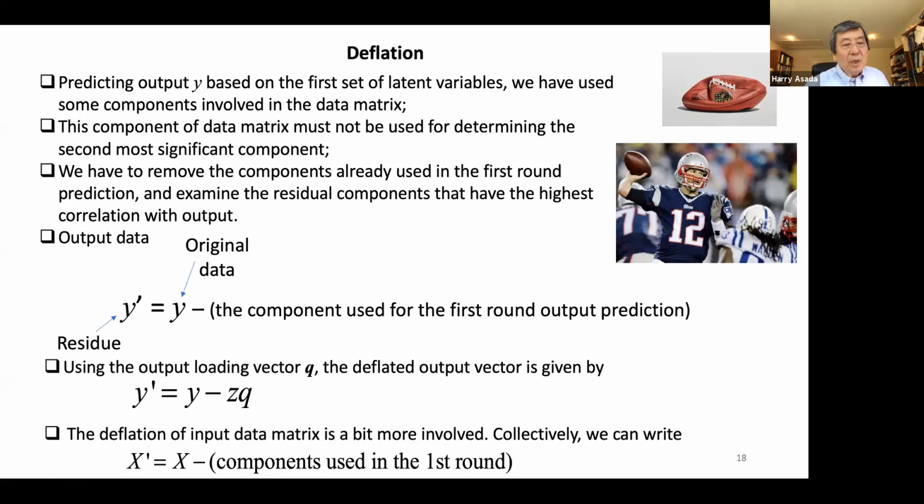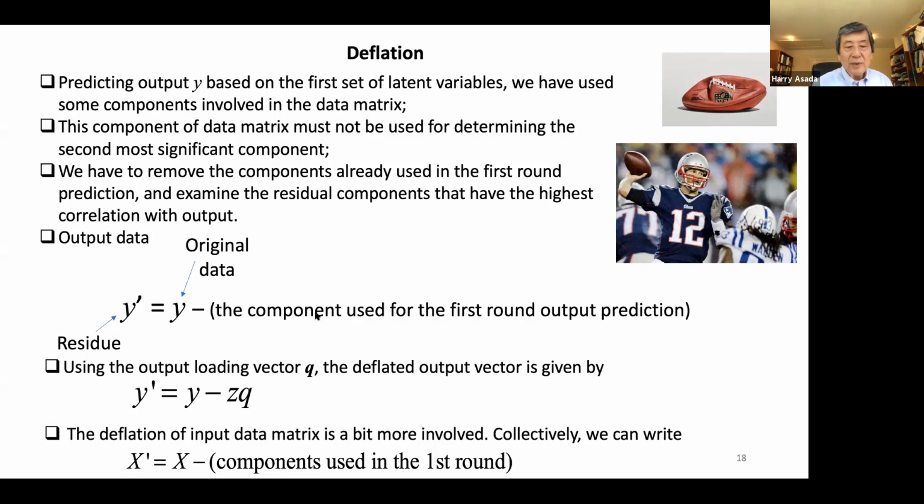So, the output data, this one is easy to think about. Original data is actually y1 to yn. That's actually a sample point. And we'd like to subtract the components used for the first round output predictions, right? And then we eliminate that, and then we use this residual part. Well, using the output loading vector Q, right? This is the one that we use for prediction.